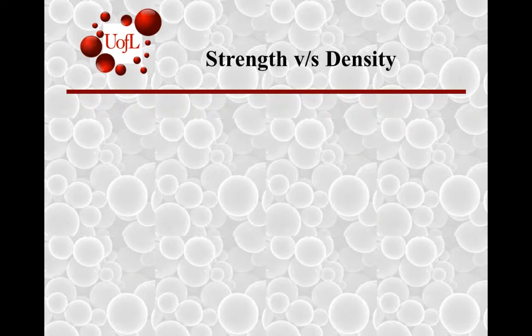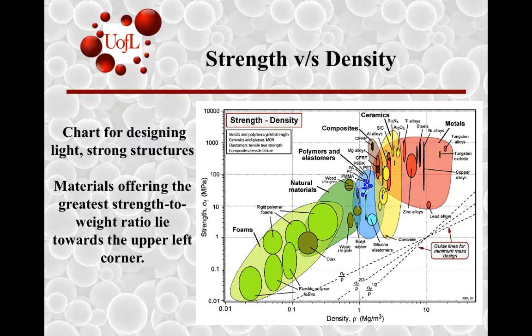In the strength versus density plot that we looked at over here, the version of strength that is considered is different for different materials. For metals and polymers, it's the yield strength. For ceramics and glasses, it's the modulus of rupture. So the testing method is different. For elastomers, it's the tensile tear strength, and for composites, it's the tensile failure.